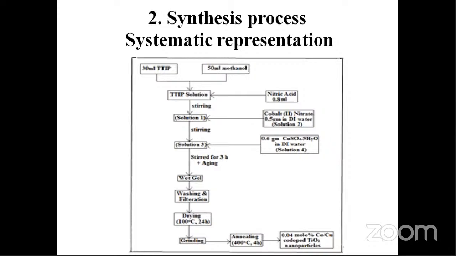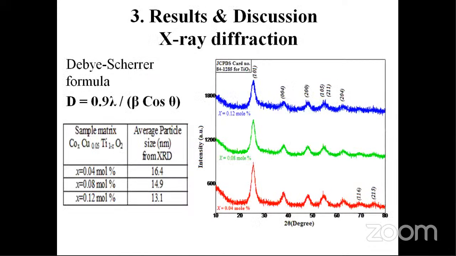In the X-ray spectra, peaks are observed at 2θ angles of 25.41 degrees, 37.95 degrees, 48.412 degrees, 54.17 degrees, 55.19 degrees, 62.86 degrees, 68.91 degrees, 70.41 degrees, and 75.26 degrees, assigned to the 101, 004, 200, 105, 211, 204, 116, 220, and 215 crystal planes of TiO2. These are in complete agreement with JCPDS card number 84-1285 and confirm the formation of the anatase phase of TiO2.